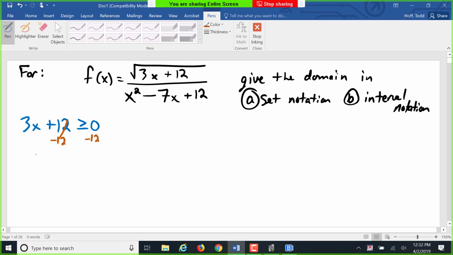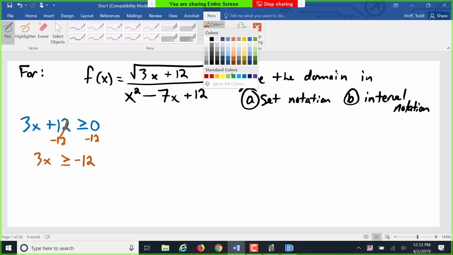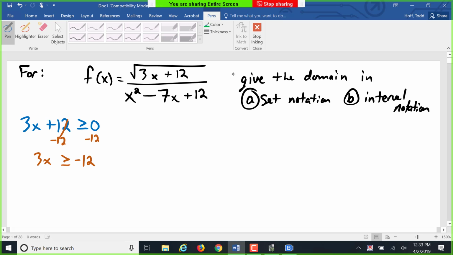So then to solve this, we'll subtract the 12. So 3x has to be greater than or equal to negative 12. Now remember, there are times when we have to flip that inequality symbol. Even though there's a negative involved there, we're adding and subtracting, so we don't have to flip it. If we were multiplying or dividing by a negative, that's when we have to flip that inequality. Now we divide by 3. We're dividing by a positive 3, so we don't have to flip it. So x has to be greater than or equal to negative 4. So that's our first restriction on the domain.